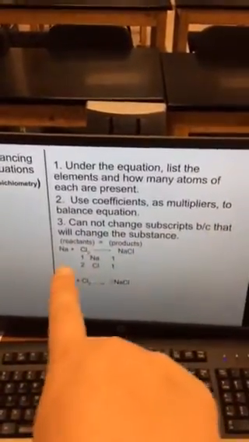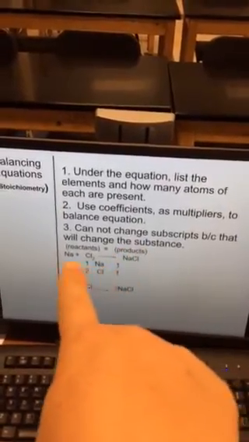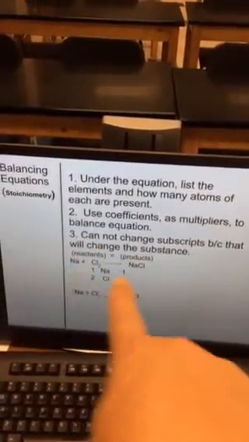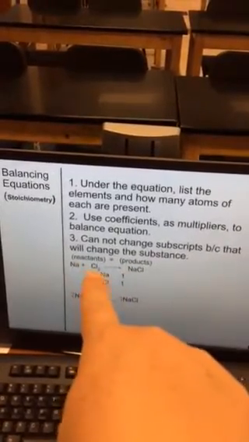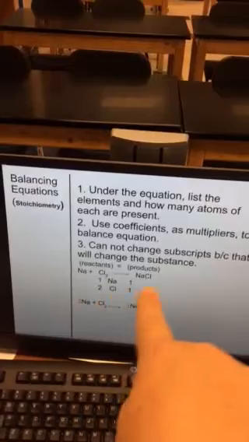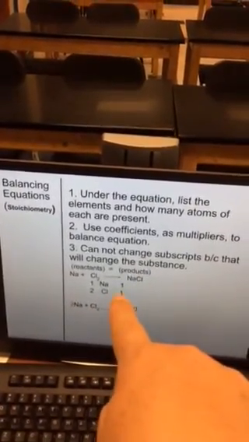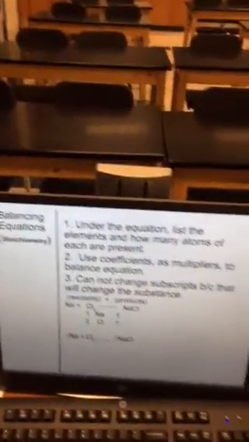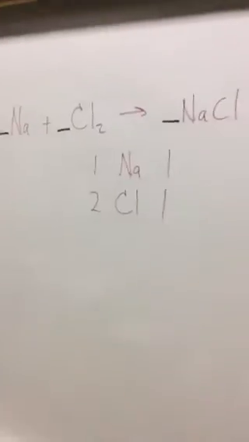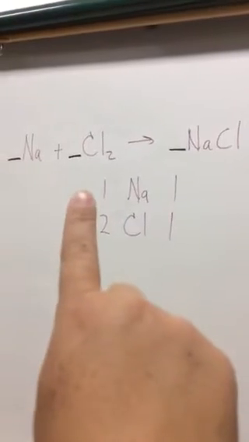So, for example, if I have this equation, these are my reactants, these are my products, and I count. I've got 1 Na over here, I've got 1 Na over here, so Na, 1, 1. My next element, chlorine, I've got 2 over here, but if I look over here, I only have 1. Now, that presents a problem because my chlorines are not balanced. So I'm going to show you that same equation up here on the board. So this is what I have, same as what you just saw.